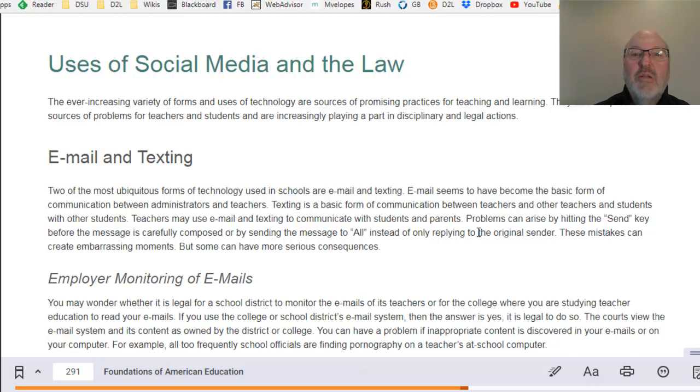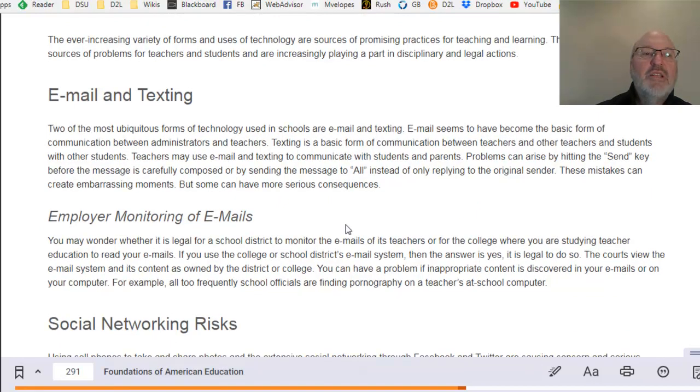Texting is a basic form of communication between teachers and other teachers, and students with other students. Teachers may use email and texting to communicate with students and parents. Problems can arise by hitting the send key before the message is carefully composed, or sending a message to all instead of only the one you intended. This mistake can create embarrassing moments, but some can have more serious consequences.